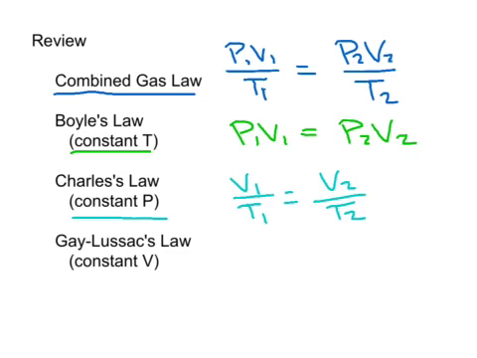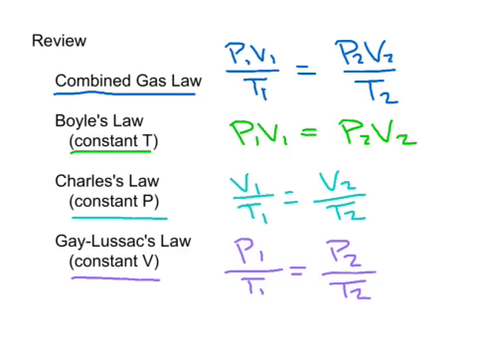We go to Gay-Lussac's law, and in his law, we assume that the volume is held constant. So what we're left with is P1 over T1 equals P2 over T2. What kind of relationship exists between pressure and temperature? If you increase the temperature, what must happen to the pressure? It must also increase. So there's a direct relationship between pressure and temperature according to Gay-Lussac's law.